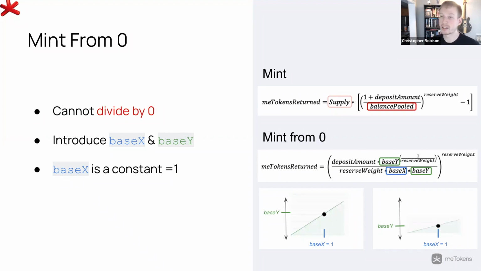So what we're really doing here is, if base X is always set to 1 when we're setting base Y, we're saying this is the price of your first meToken. So when supply is 1, the price is $1, $10, whatever you want to set that to. So that's really determining the slope.